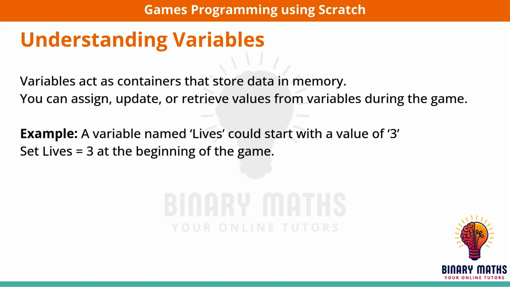For example, you could create a variable called lives and set it to 3 at the start of the game. As the player makes mistakes, you can reduce the number of lives. Variables are super powerful because they let you keep track of important information and change it as the game goes on.